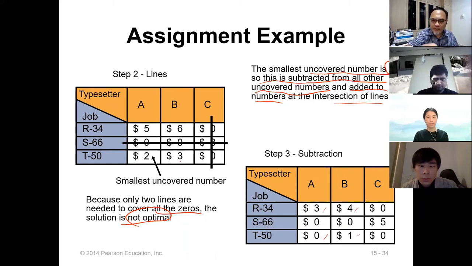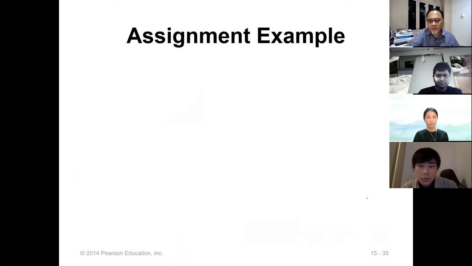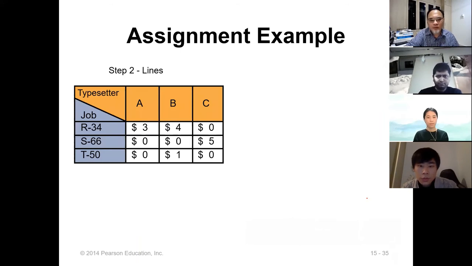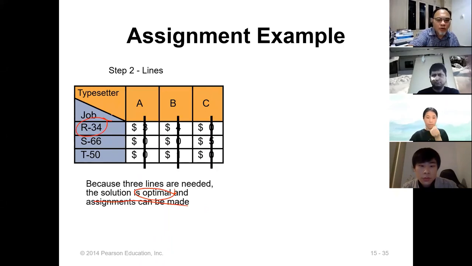So after subtraction, you have this new table. Only then can you draw another line, because three lines are needed, the solution is now optimal. Assignments can be made. That means we can now assign which job goes to which person. We can do the assignment because there are three lines with zeros.